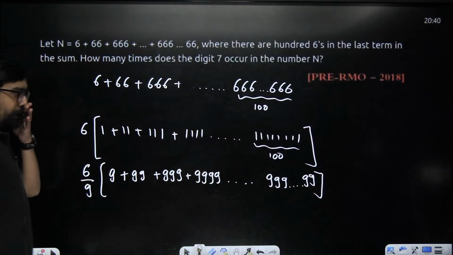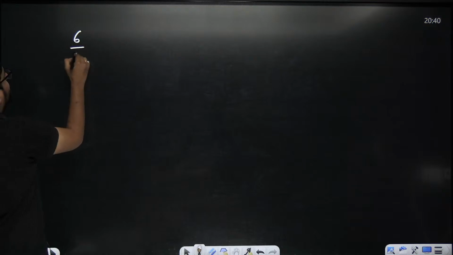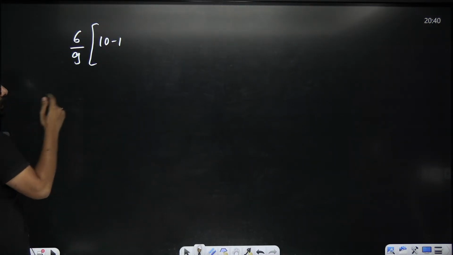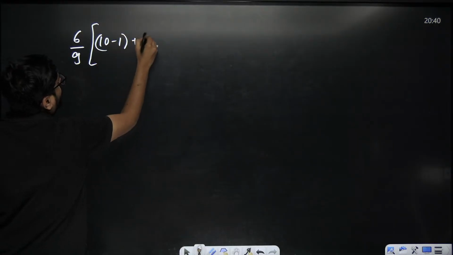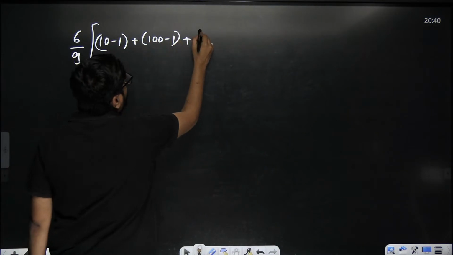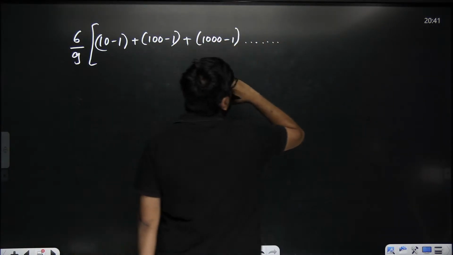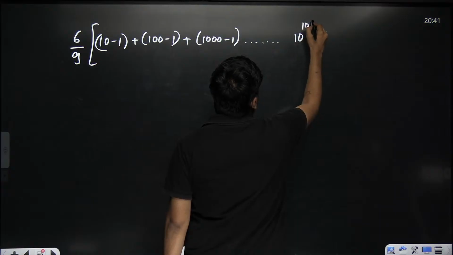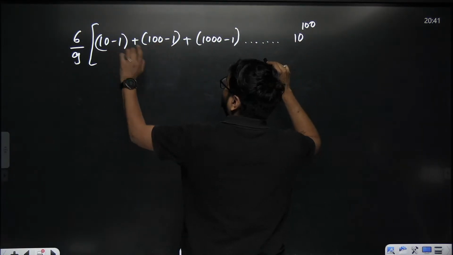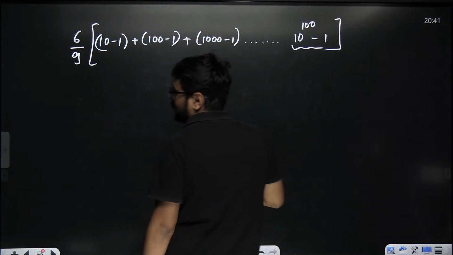You divided by 9, multiplied with 9. Now what is the idea? Next, you will have 6 by 9 and all these 9s. 9 can be written as 10 minus 1. 99 can be written as 100 minus 1. 999 can be written as 1000 minus 1. Okay, so 10 to the power 2 minus 1, this is 10 to the power 3 minus 1, this is 10 to the power 1 minus 1. The last term will be 10 to the power 100 minus 1.